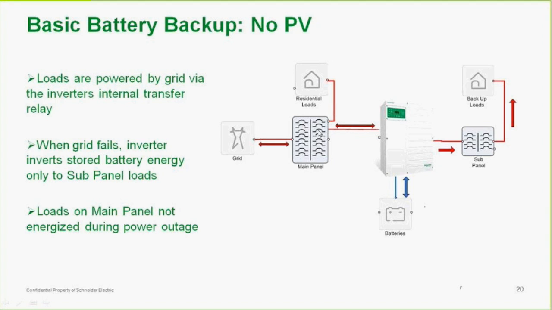So back to the discussion of grid or current source versus voltage source inverter. Think of the AC input here. This is AC1. Think of it as a current source inverter. When the grid's available, it has the ability to sell back. That's why this arrow is bidirectional. But when the grid goes out, it's not a voltage source, so it doesn't put out voltage. So it's not going to power these loads here.